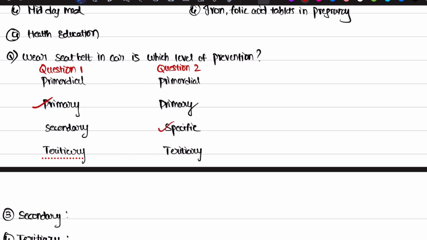If you wear the seat belt, you are going to benefit only yourself, right? Your friend is not going to benefit by this. This is not a health promotion. Okay, this is not given by the government. I just gave in the question: wear seat belt in the car is which level of prevention? It comes under primary in the first question, but in the second question there was specific as an option. You need to mark that, because it comes only under the specific level of prevention. This is benefiting only the individual, not the whole community. That's why I mark it as specific.